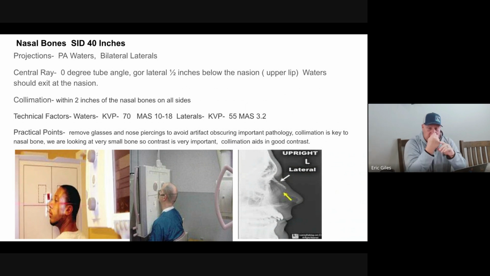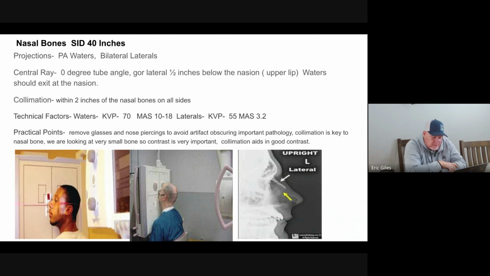And we're going to collimate to see, I like to call it the nasal carrot. It looks like a carrot. And that's the bone that they're looking at. So collimation within 2 inches of the nasal bones on all sides. Pretty easy. So you're collimated pretty tight. Oh yeah, you can see the carrot down there on the bottom right. And that's kind of what a nasal fracture looks like right there.